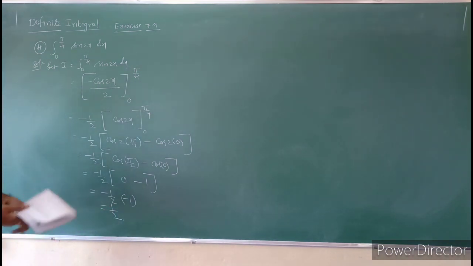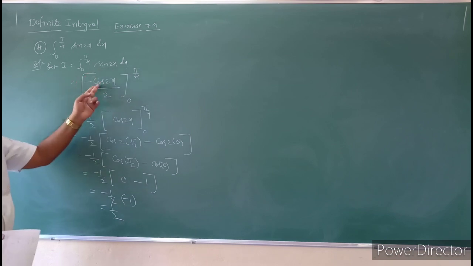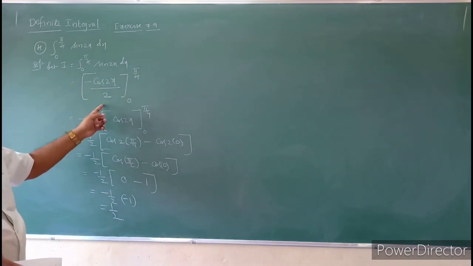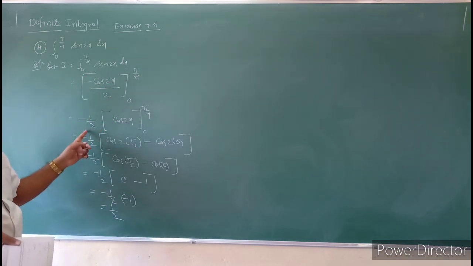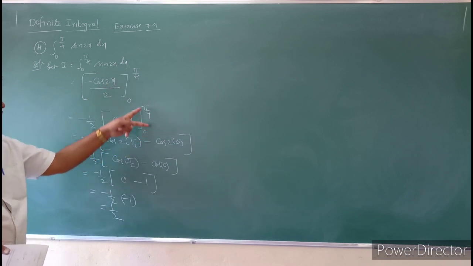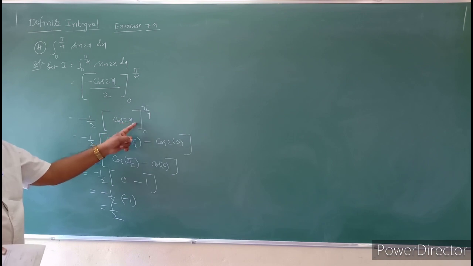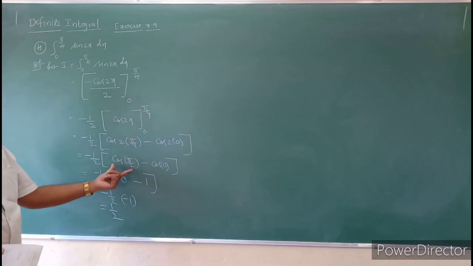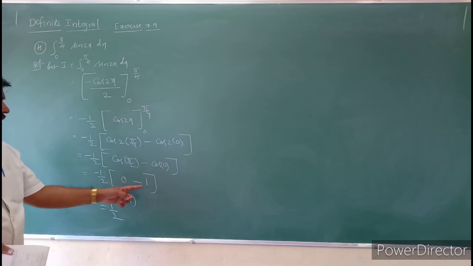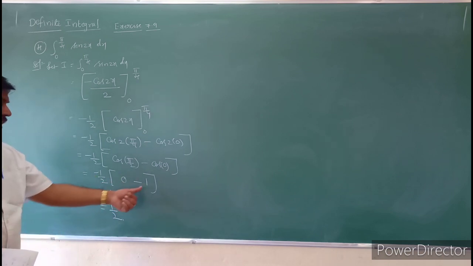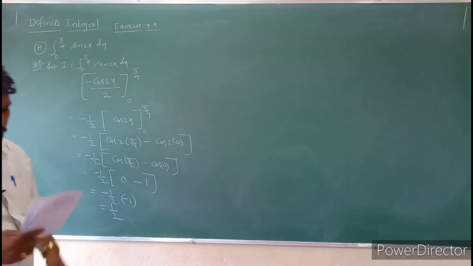So see that question. Sin 2x integration is minus cos 2x by 2. Take that minus 1 by 2 out, it will become cos 2x. Apply the upper limit, cos 2 into pi by 4 is nothing but cos pi by 2, and cos 2 of 0 is nothing but cos 0. Cos pi by 2 is 0 and cos 0 is 1. So if you multiply that, minus 1 by 2 into minus 1, it will become 1 by 2.